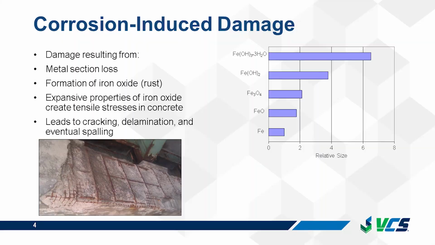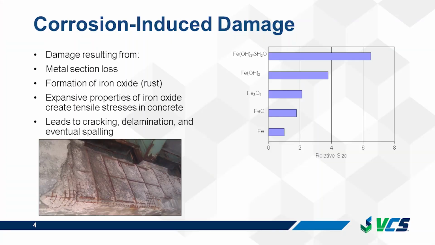Besides the rebar section loss, the corrosion process causes a lot of damage to the concrete because corrosion products can occupy up to 7 times the volume of the original iron metal. Buildup of corrosion products causes tensile stresses in the concrete. These stresses cause cracking. The more corrosion products build up, the more stresses develop, and then cracks grow, become delaminations, and with time, delaminations become spalls.